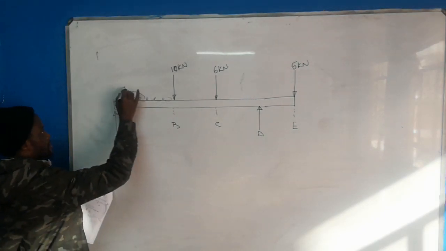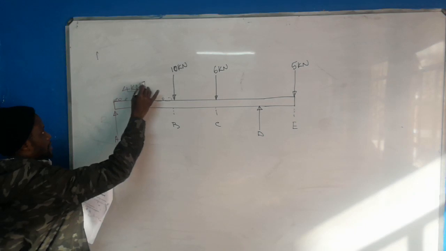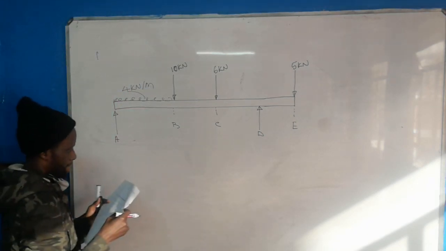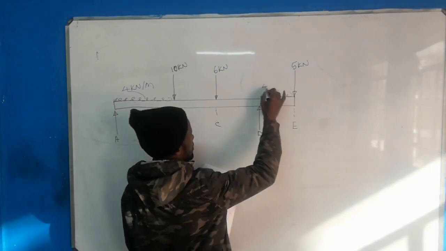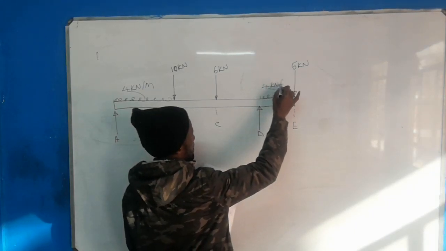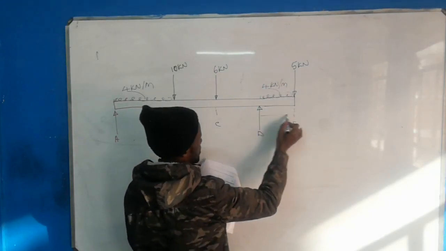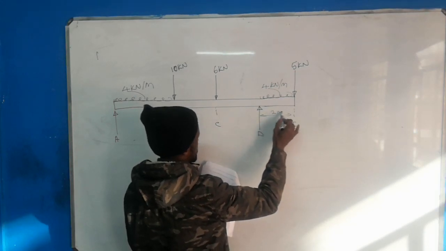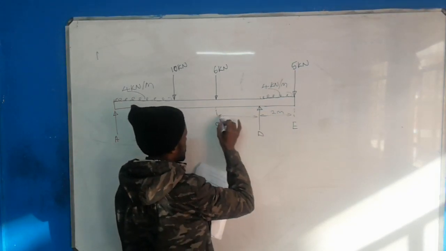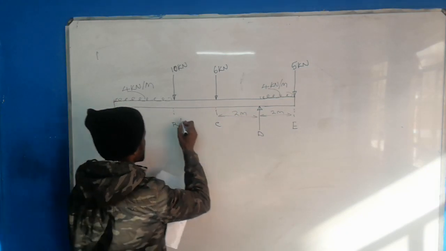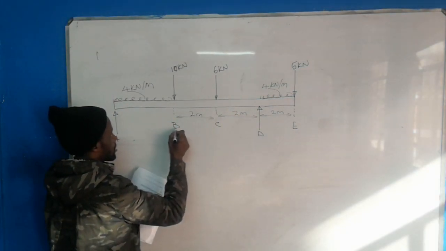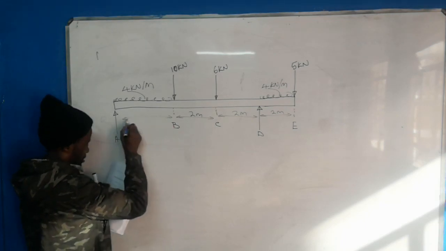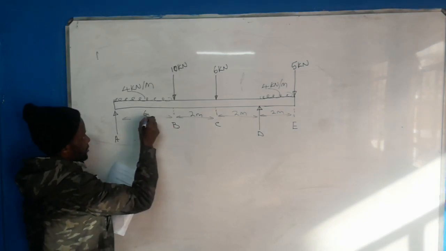They say it is 4 kilometers. Also on this side, we have 4 kilonewtons per meter. 2 meters. This side you have 6 meters.